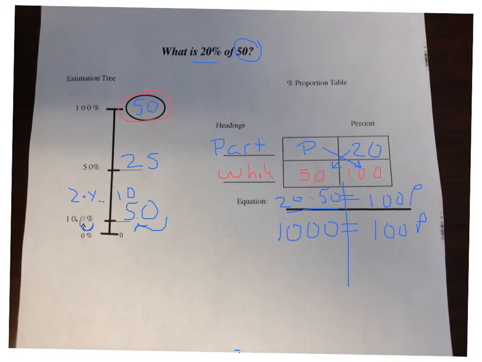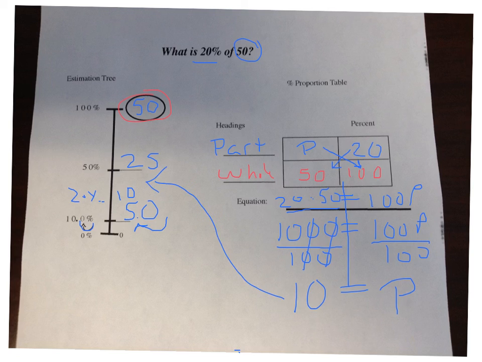Now to solve this equation, what's happening to the p? Well, it's being multiplied by 100, so we're going to do the opposite. We're going to divide by 100, both sides. Okay, 100p divided by 100, well, that leaves us with p, and that's what we want. We just want the variable by itself. 1,000 divided by 100. Let's see. Let's cancel by 10 and then 100. It looks like we have 10 as a result, and that matches our prediction of 10. So I feel very confident that 10 is 20% of 50.